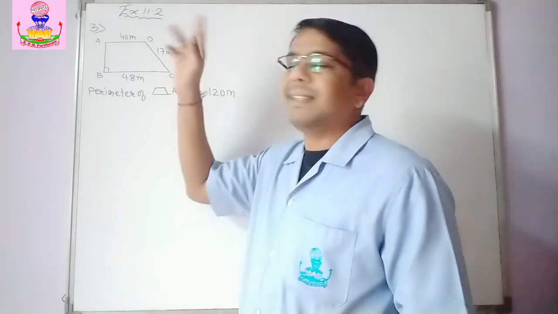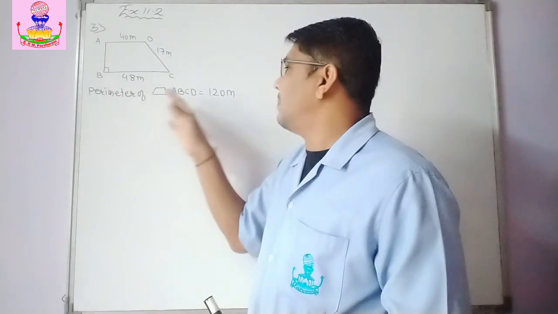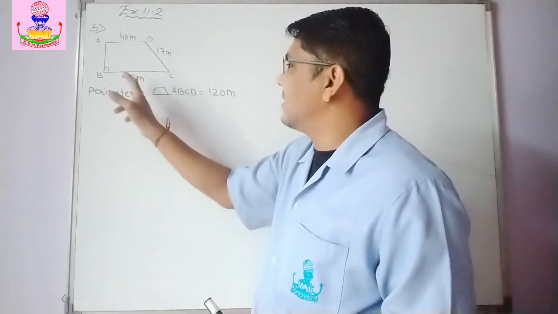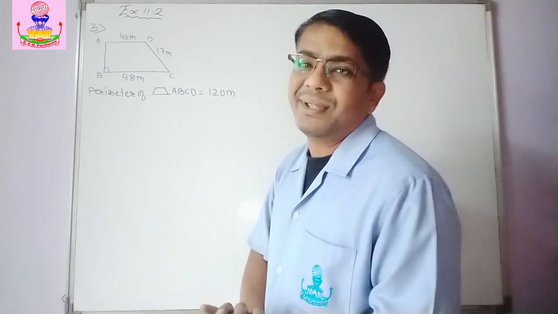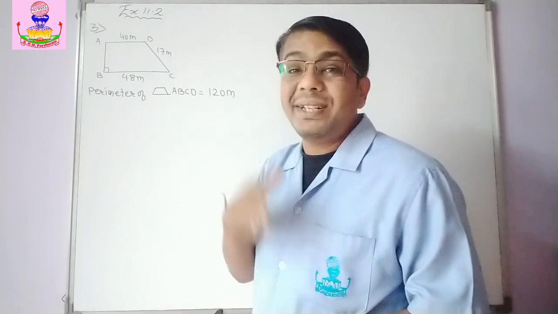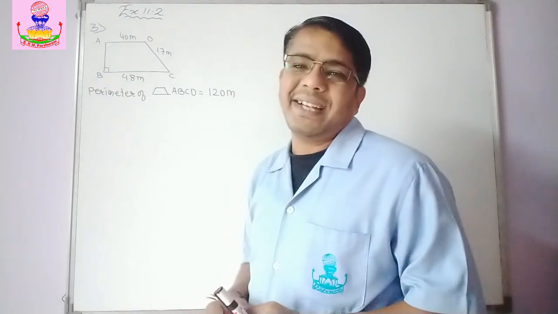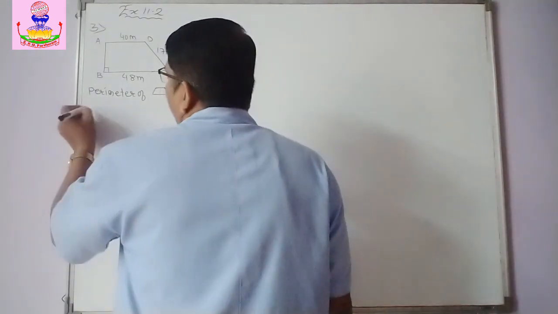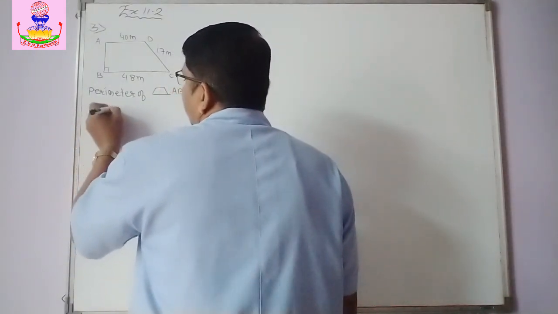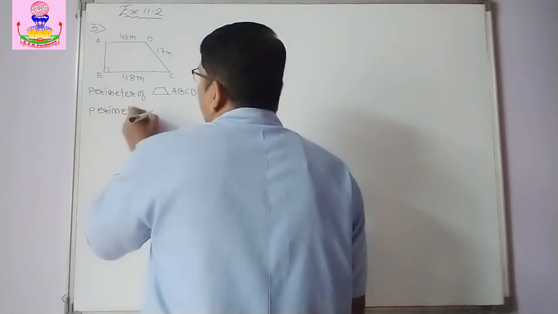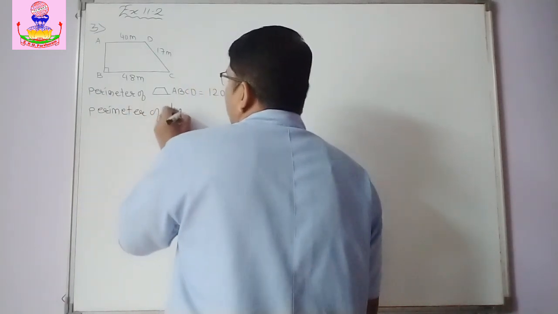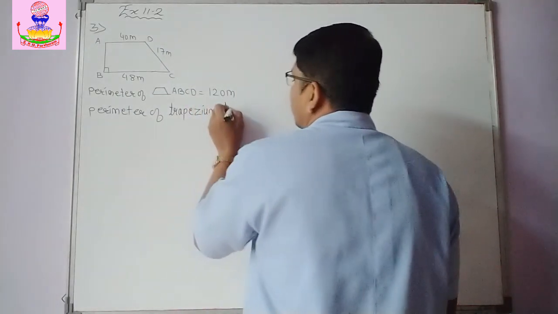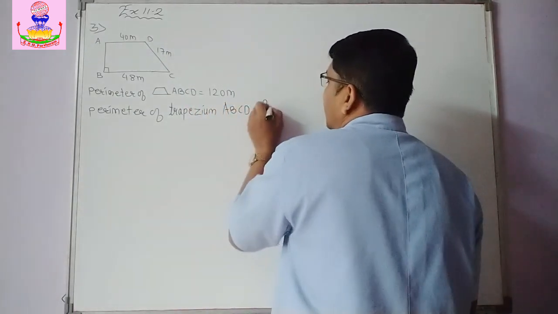Now, total length is given, means what? The perimeter of the trapezium is given, 120 meters. From that, AD is given, CD is given and BC is given. We need to find out AB. Why do we need AB? Because it is the perpendicular height. Hence we need to find it out. So what will we do? Perimeter of trapezium ABCD is equal to the sum of all sides, right?